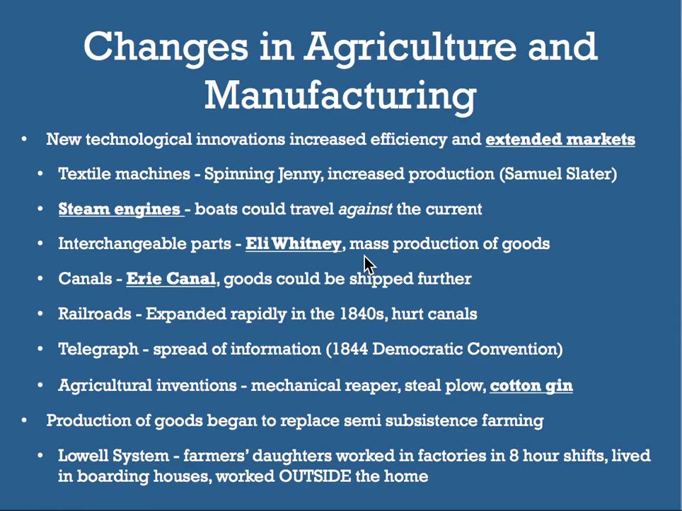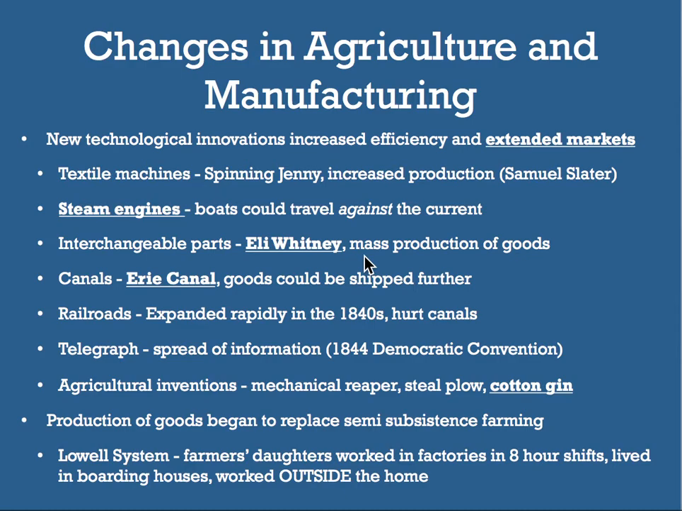Now, continuing with our theme of overlapping revolutions throughout period 4, we have a significant revolution, a big change in terms of how we manufacture goods, as well as how we farm. And both of these changes are really going to be driven by new technology. Technology is going to increase both the efficiency of our production, how much we can produce in the same amount of time, and also how far away we can sell those goods. We're going to extend our markets and become much more of a market economy instead of a local economy.